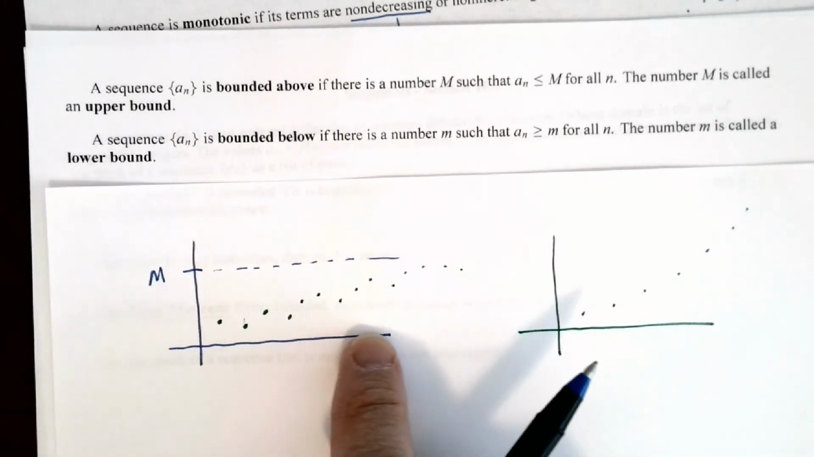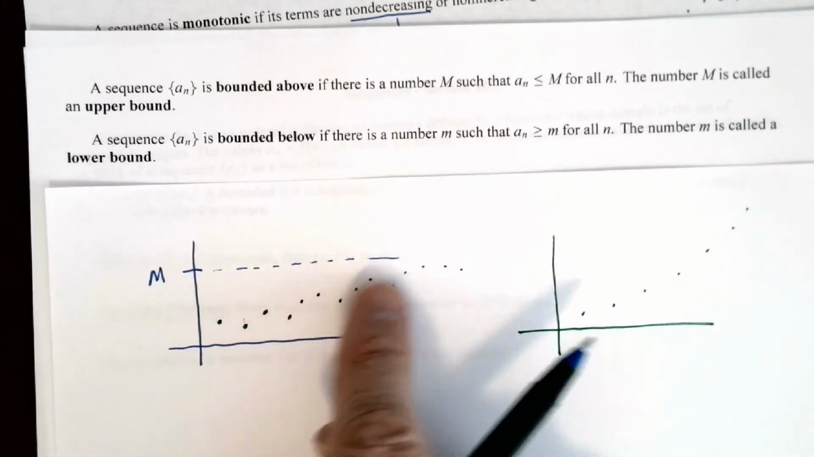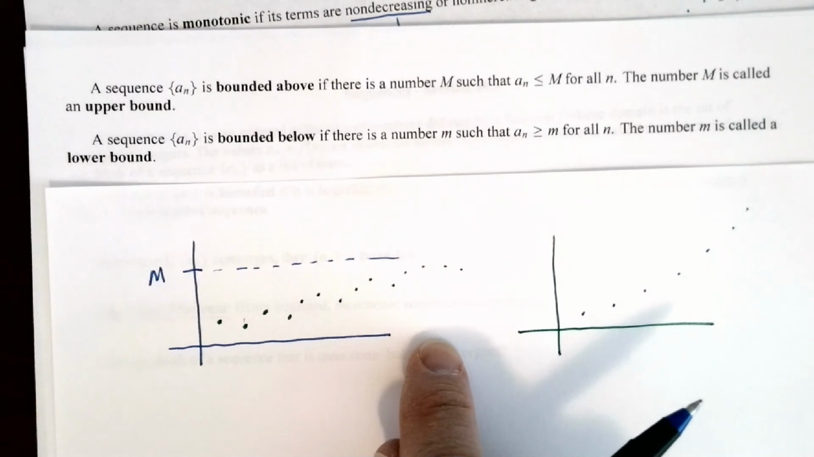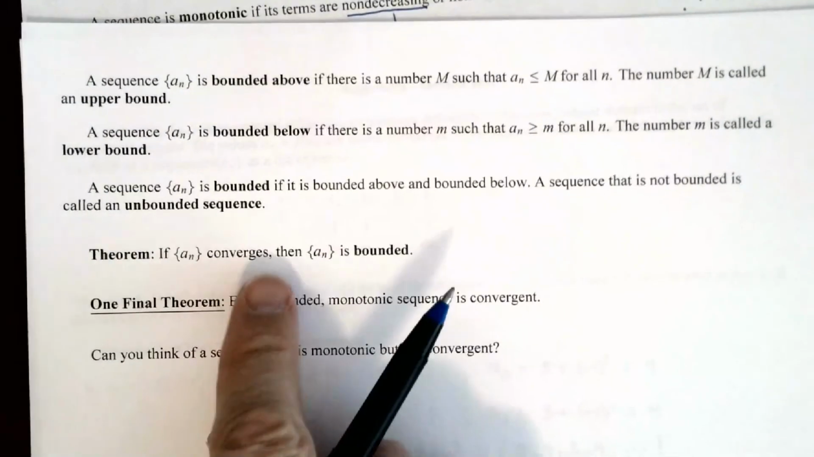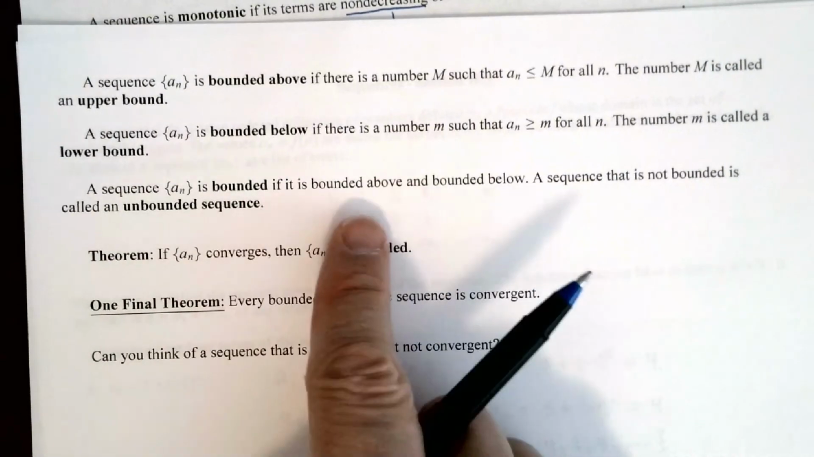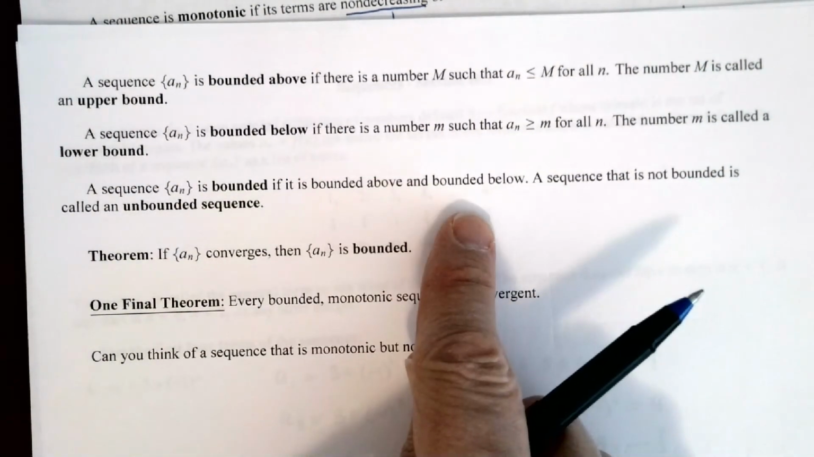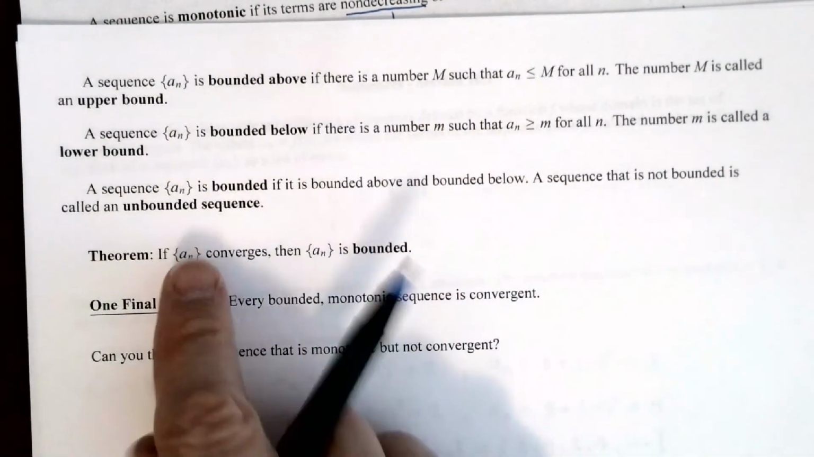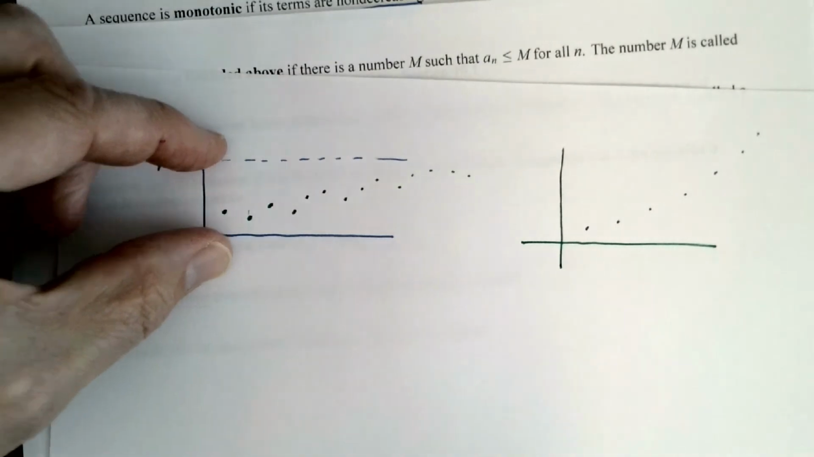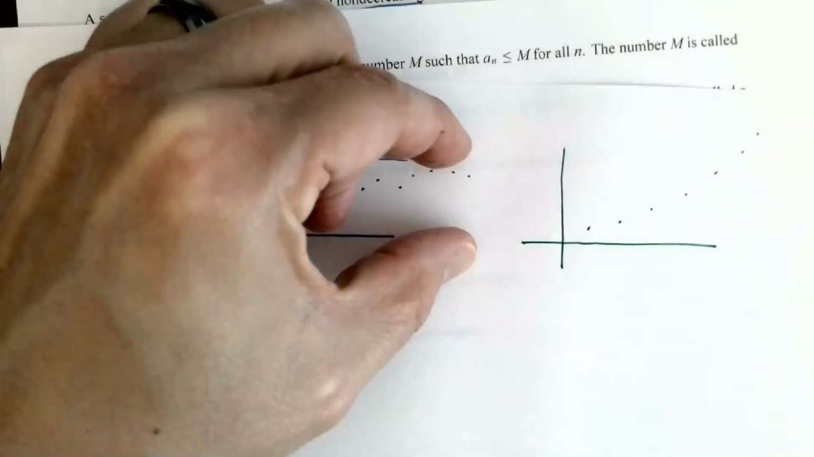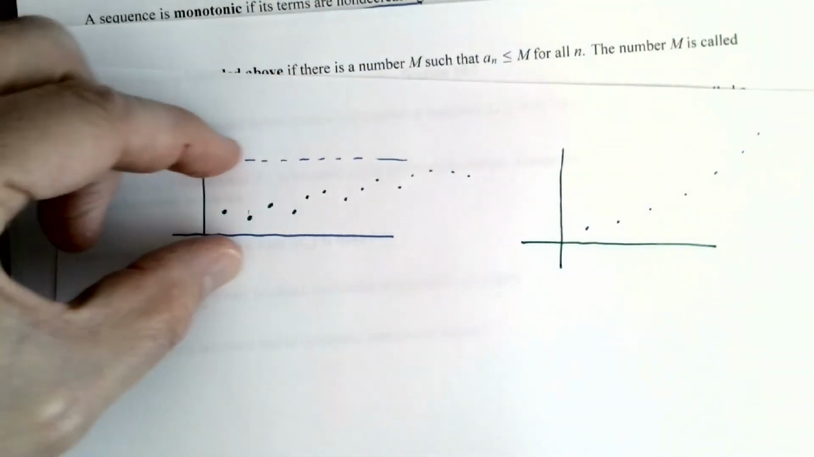If all our points are above the x-axis, then 0 would be a lower bound for that sequence. Now, a sequence is called bounded if it's bounded both above and below. A sequence that is not bounded is called an unbounded sequence. If we're bounded above and below, we're squeezed in between a band. All the points will be in between if we're a bounded sequence.